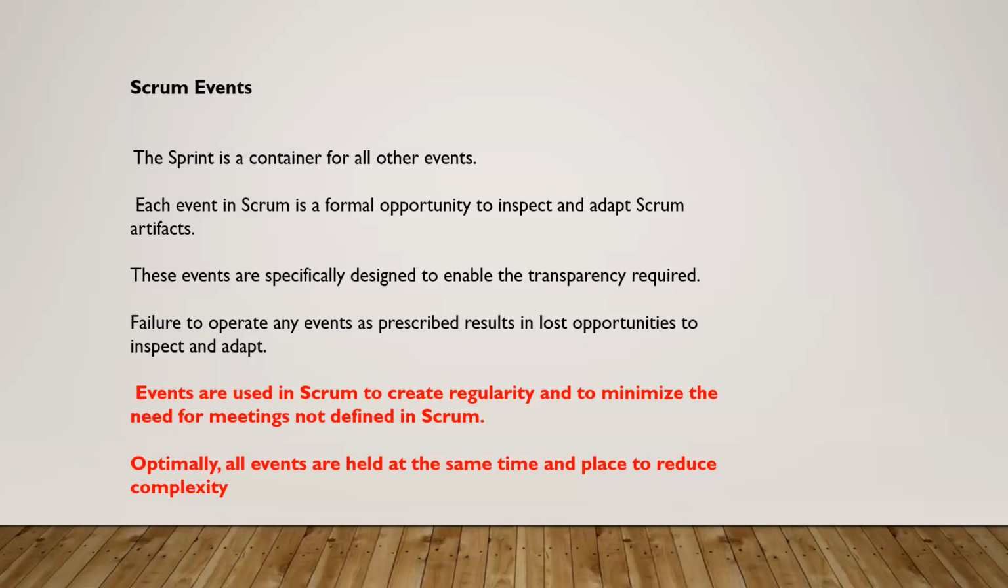So every event should happen transparently. If not, then once it has failed, we can't inspect or adapt. Okay. Next, events are used in Scrum to create regularity and to minimize the need for meetings not defined in Scrum. That means the events that are designed, those are designed to have regularity, and also to minimize the need for meetings which are not required in Scrum.